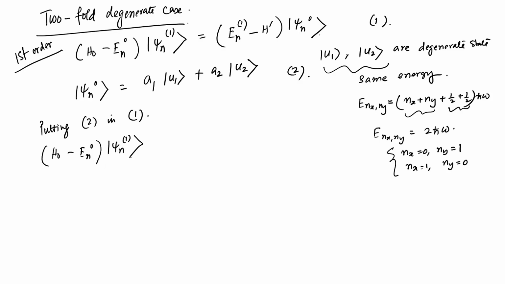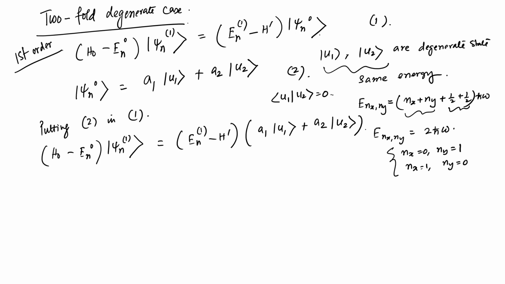So, H0 minus En0 psi n1, that is the left hand side which remains unchanged, and then you have En1 minus H prime, and then we will put this A1 u1 plus A2 u2. And the understanding is that the overlap, or the inner product, of u1 and u2 is equal to 0. Okay. So, this is equation 3.